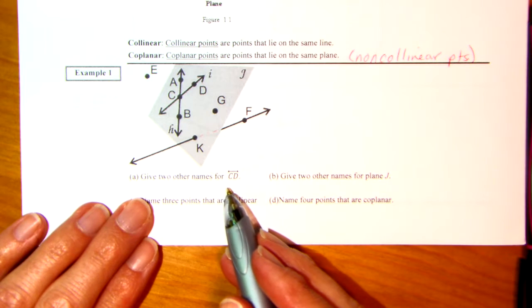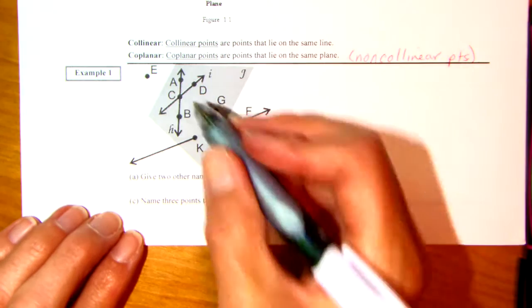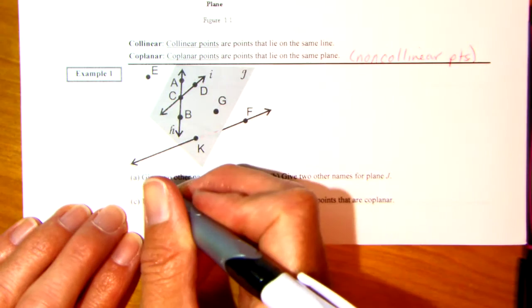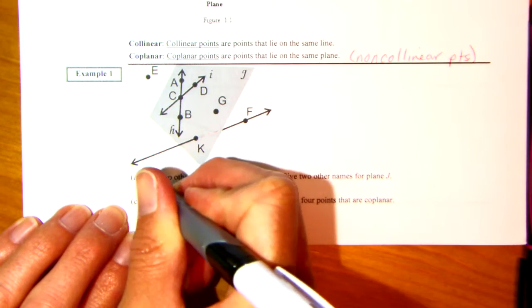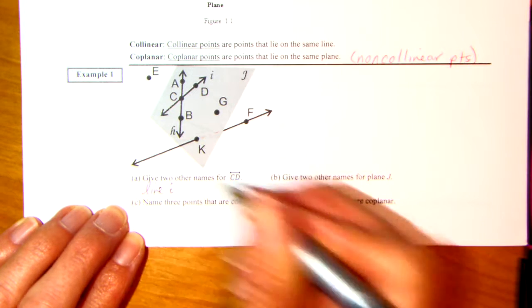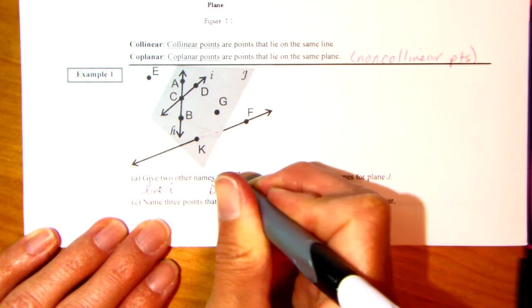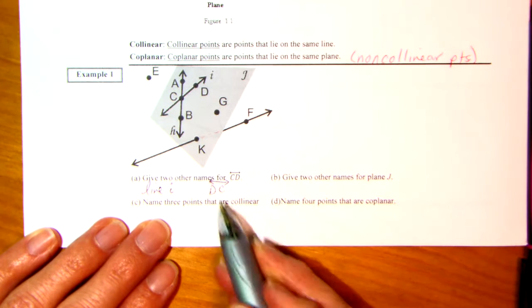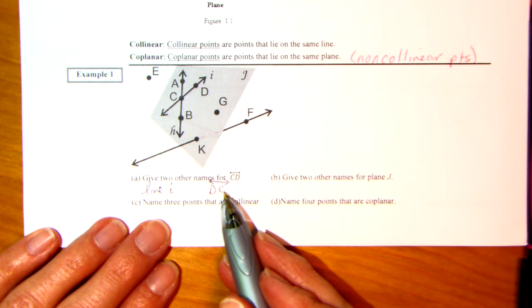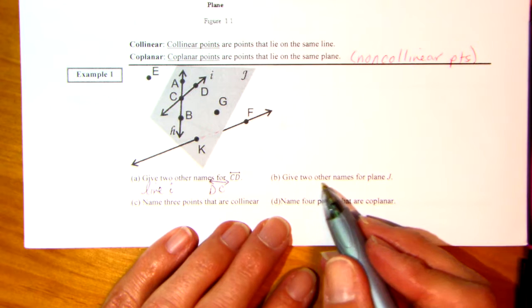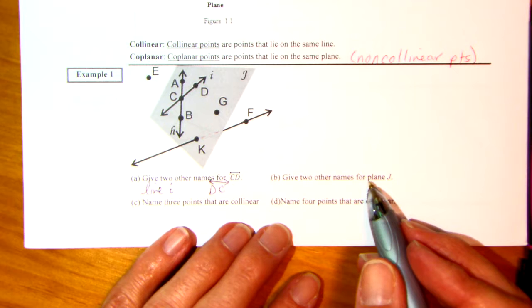All right, name 2 other names for line CD. Well, line CD also could be line I, or it could be DC, and you have to put a line with arrowheads right above DC. Also, usually points are capital letters. Give two other names for plane J.